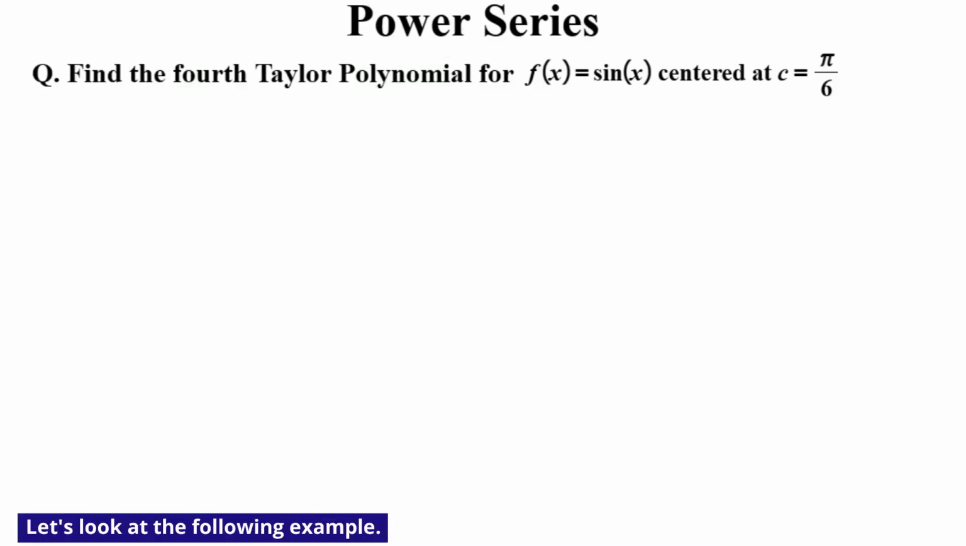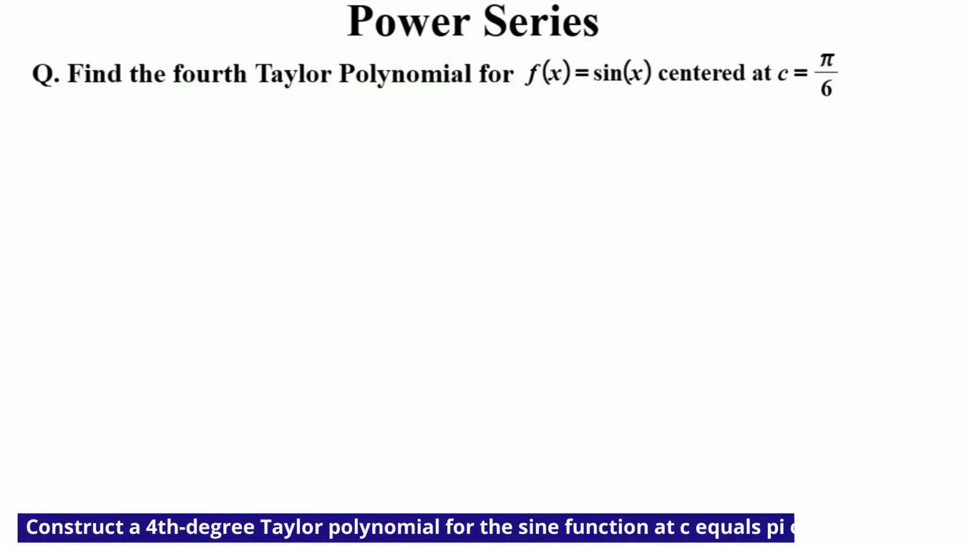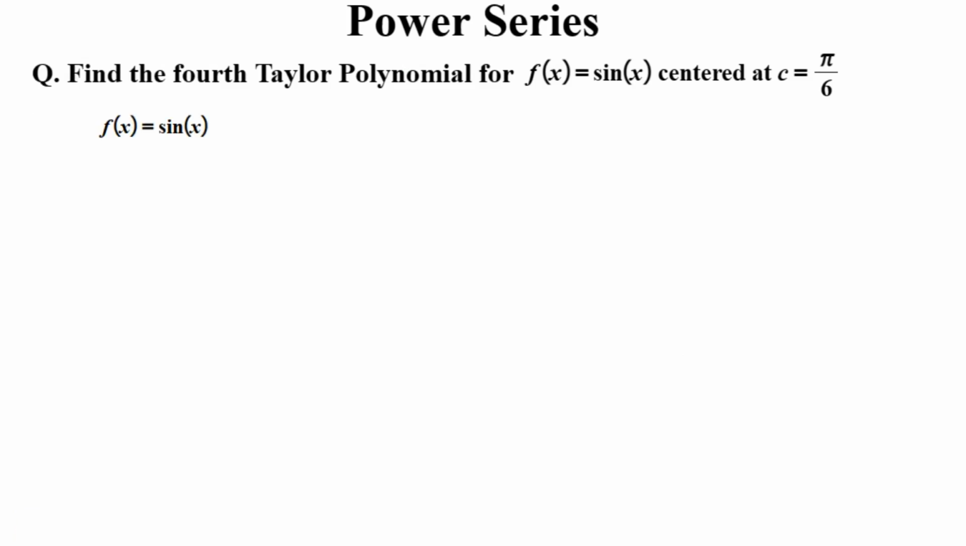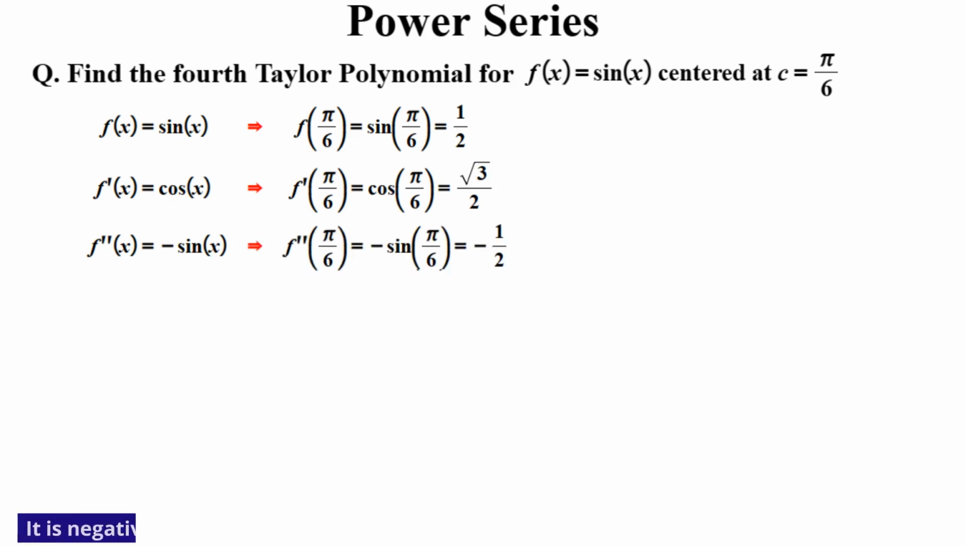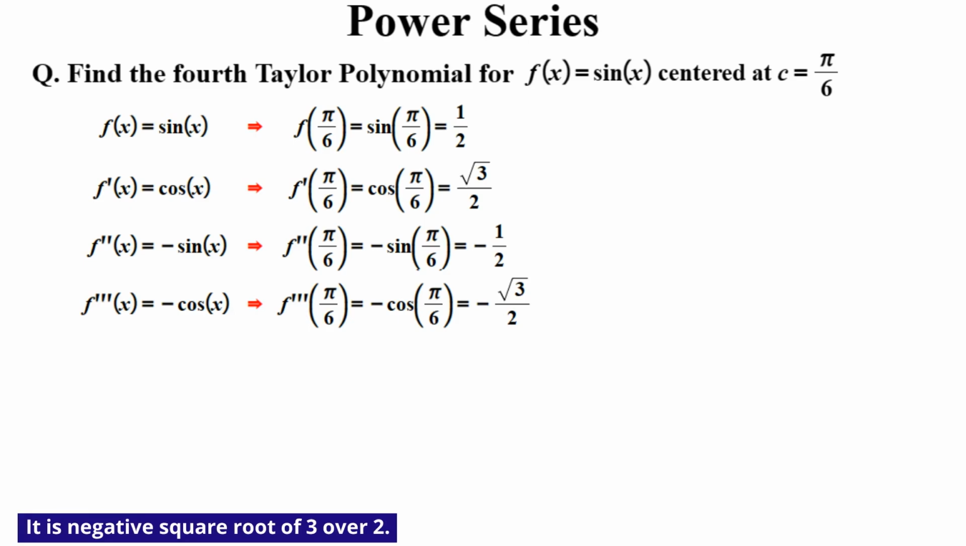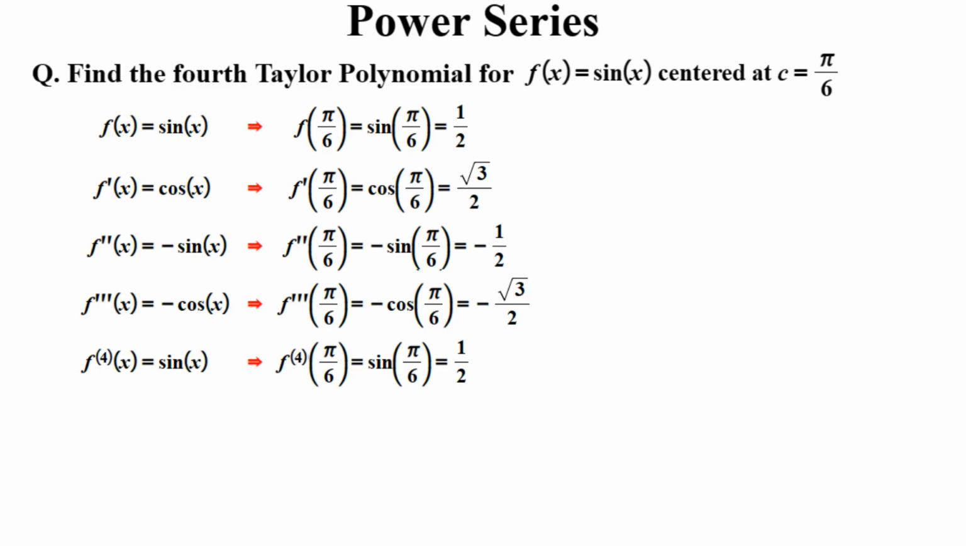Let's look at the following example. Construct a fourth-degree Taylor polynomial for the sine function at c equals pi over 6. Since c equals pi over 6, the sine value is 1/2. The first derivative is the cosine function. The cosine value is square root of 3 over 2. The second derivative is the negative sine function. It is -1/2. The third derivative is the negative cosine function. It is negative square root of 3 over 2. The fourth derivative is the sine function. The sine value is 1/2.